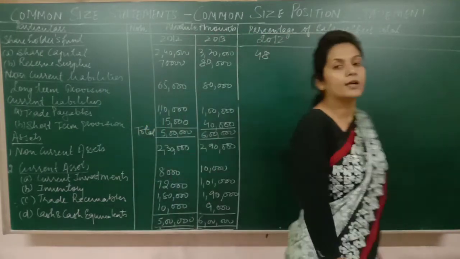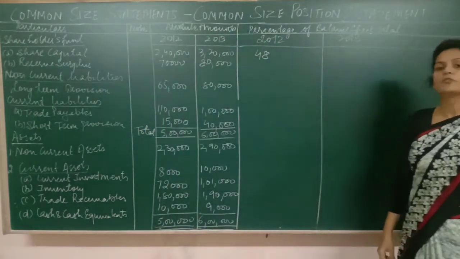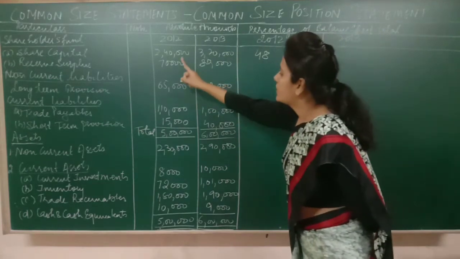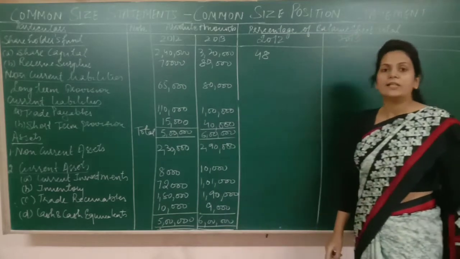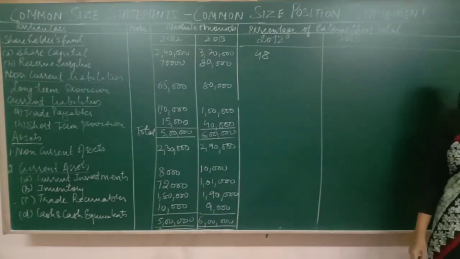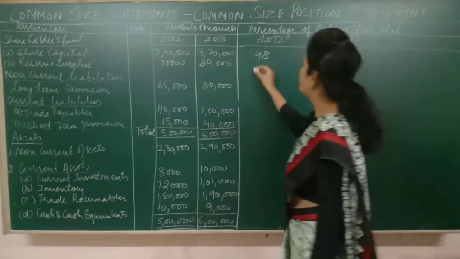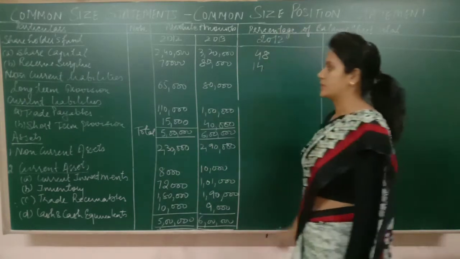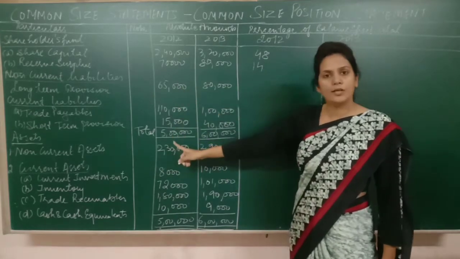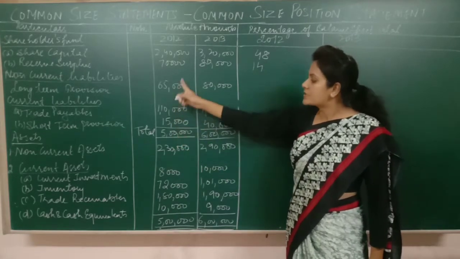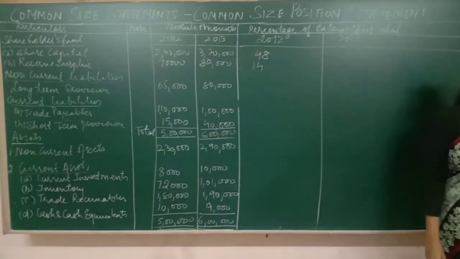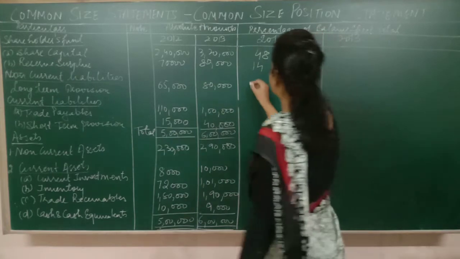Now I have to convert the value of reserve and surplus, and it will be 70,000 divided by rupees 5 lakh into 100, which equals 14%. Now check the percentage of long-term provisions in total liabilities. It will be 65,000 divided by rupees 5 lakh into 100, which equals 13%.